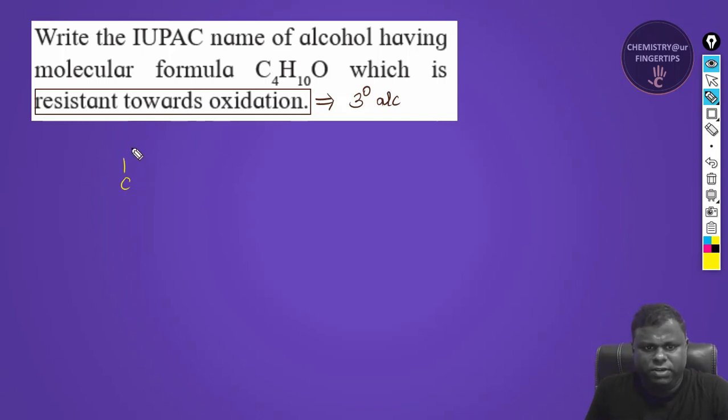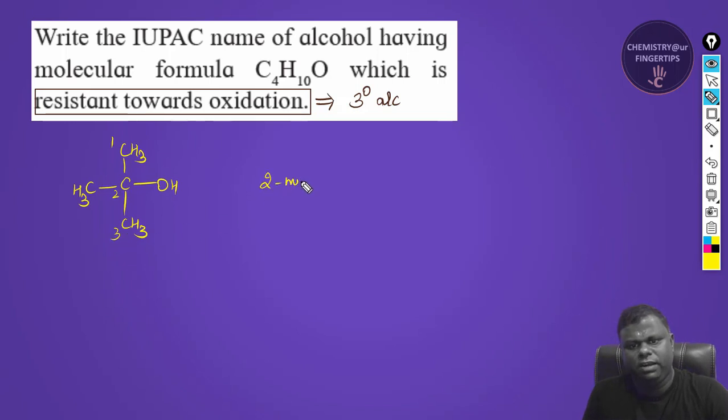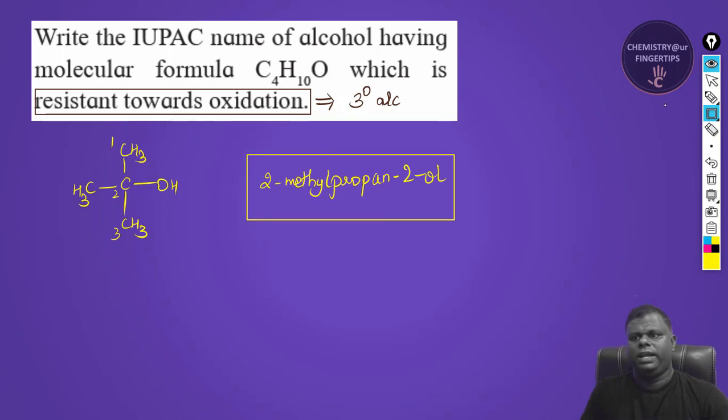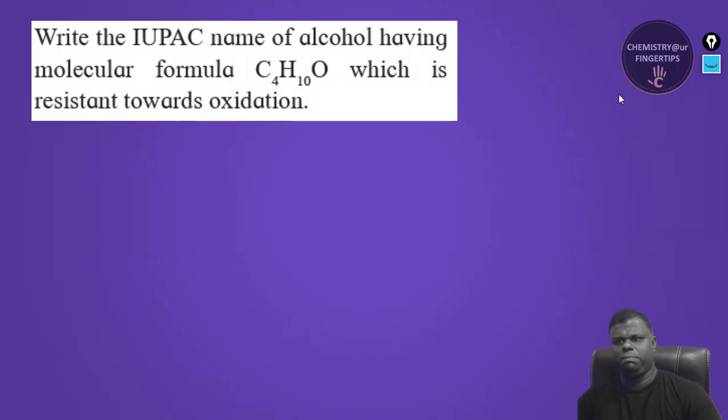So I'm going to write C over here. I'm going to write a CH3 over here, one more CH3 over here, one more CH3 over here, and then there is going to be OH, right? So let's write down the IUPAC name: 1, 2, 3. So this is going to be 2-methylpropan-2-ol, right? So this is basically the IUPAC name of this particular alcohol, and again to be very sure, this is going to be a 3-degree alcohol. Okay, so I think this is a pretty simple question.